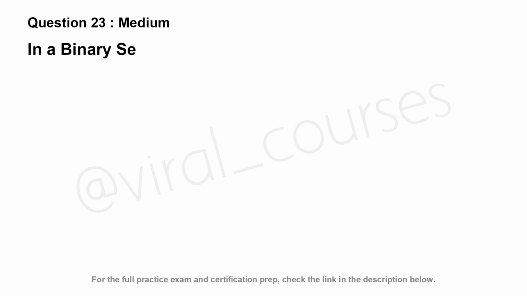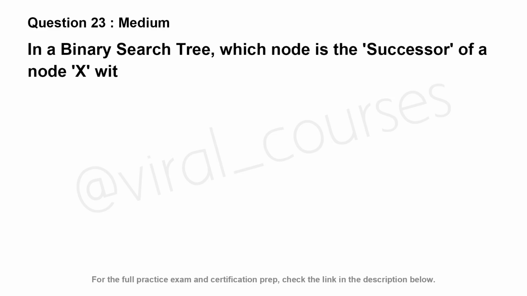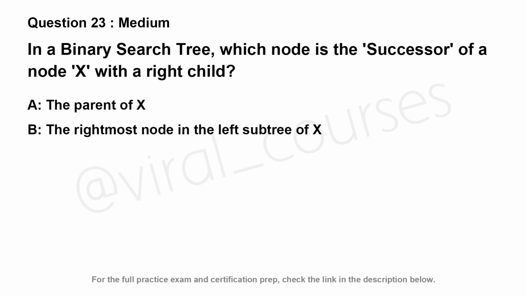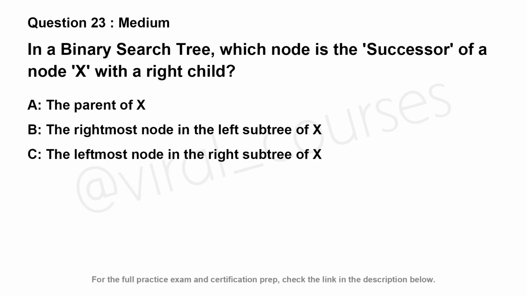In a binary search tree, which node is the successor of a node X with a right child? Option A, the parent of X. Option B, the rightmost node in the left subtree of X. Option C, the leftmost node in the right subtree of X. Option D, the root of the tree.